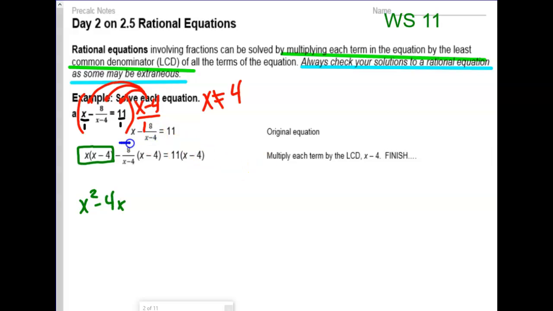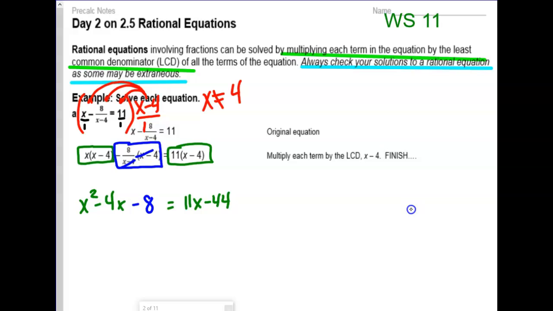But look what happens in this middle term. When you take the fraction negative 8 over x minus 4 and multiply it by another x minus 4, do you see that the x minus 4s would cancel each other out? So you're just left with negative 8. And then over here on the right-hand side, there's no cancellation that's going to occur. So you're forced to multiply the 11 by the x minus 4, and you're going to get 11x minus 44.